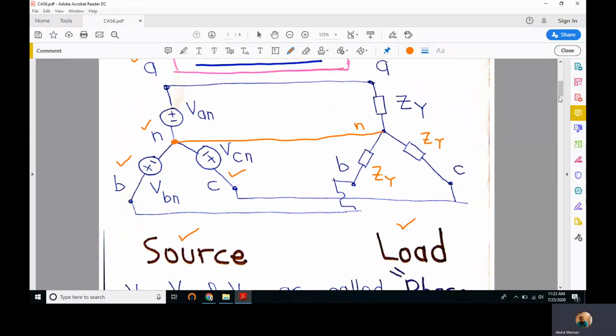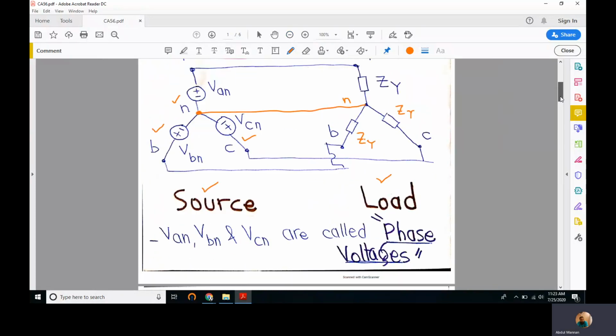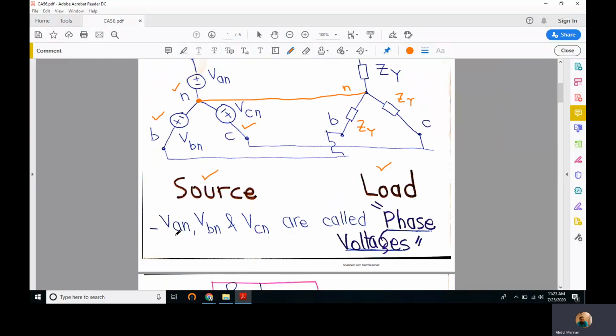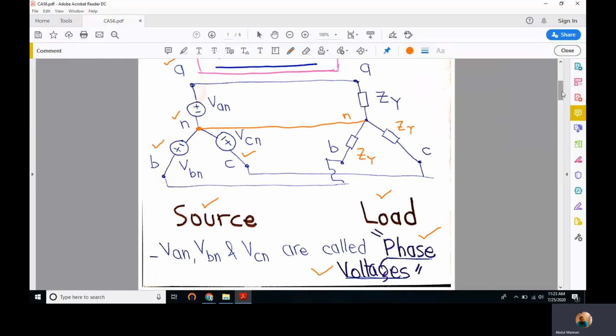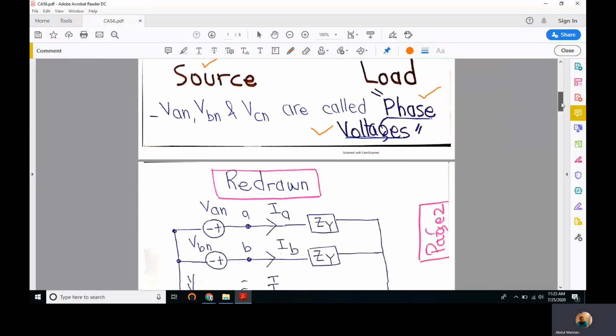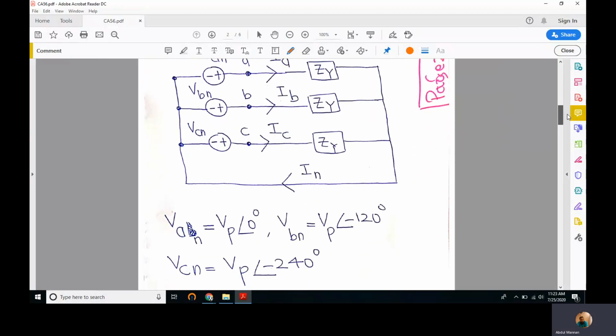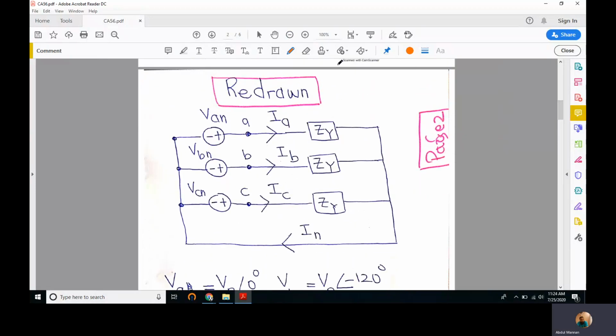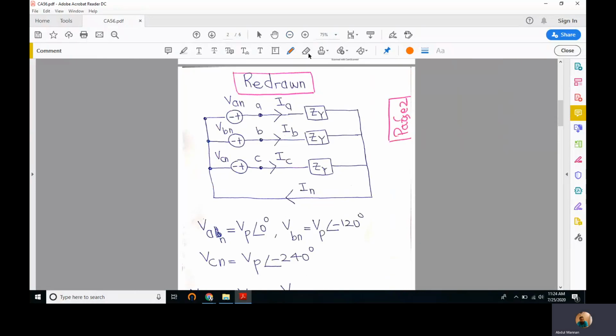So there are different voltages and currents corresponding to the star or Y type connections. VAN, VBN, and VCN are phase voltages. But we have another set of voltages we will study shortly, and we call them line voltages. These phase voltages are obvious: from A to N, from B to N, and from C to N.